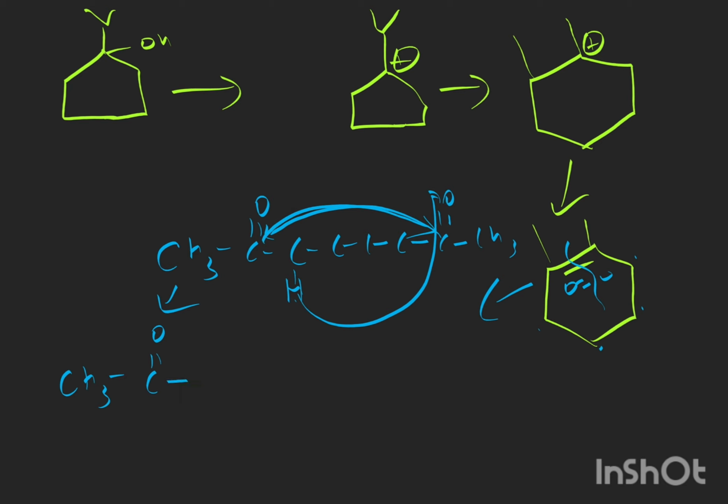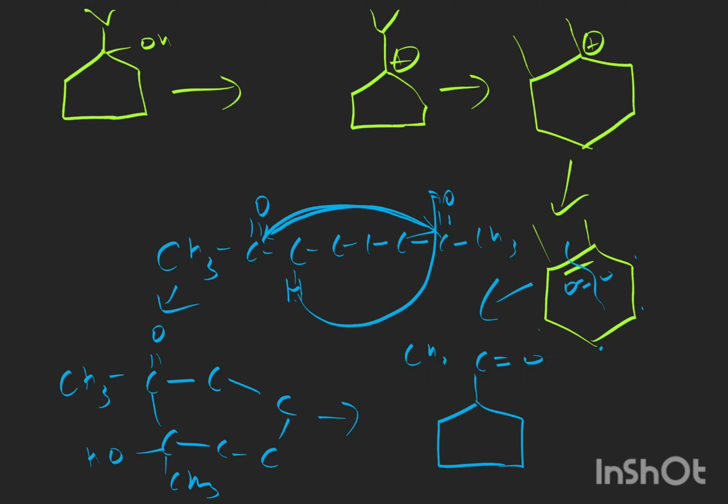So it will be C double bond O, then C, then C, then C, then C. C double bond O, sorry, not double bond O, it will become COH, OH and CH3. So it will give us something like this: C double bond O, CH3, and here is the double bond and then CH3. Why? Because this OH and hydrogen will give elimination. So the double bond is formed there. So definitely D is our option.